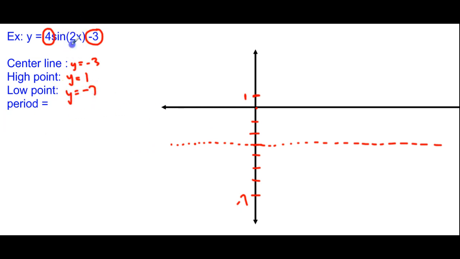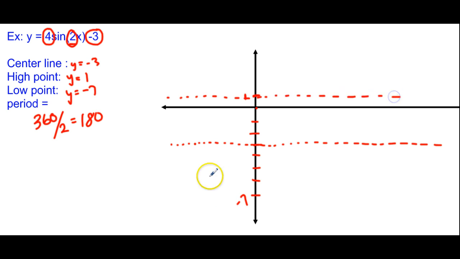our period, we take the b value, which is 2 this time. So we take 360 divided by 2, and that's 180. All right. So let's draw our ceiling first. So at 1, there's a ceiling. We can't go past that. And at negative 7, there's a floor, so we can't go past that.